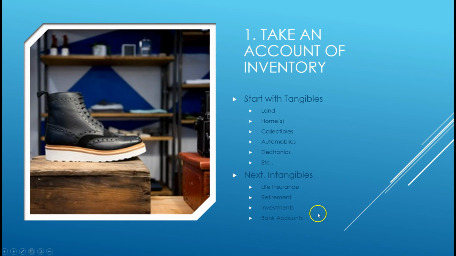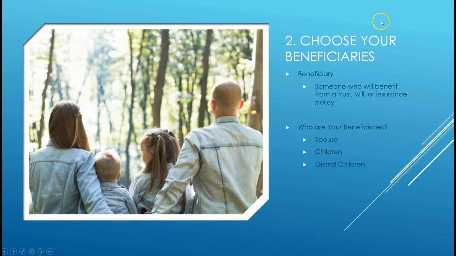your bank accounts. What happens to those in the event that you're incapacitated or not alive anymore? Then, once you take an account of everything that you have, you're going to go ahead and choose your beneficiaries. And that's really just someone who will benefit from a trust or a will or your insurance policy. If you're at a bank, sometimes they'll ask you to add beneficiaries to your account. So in the event of your death, it won't go to probate court.